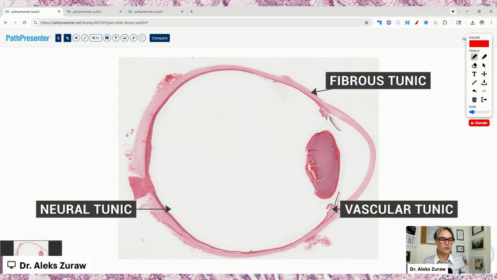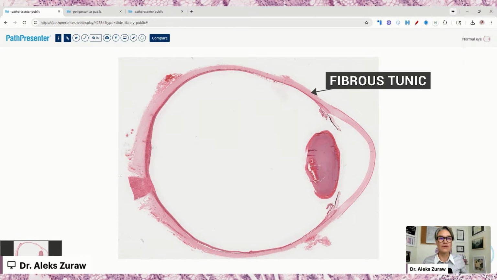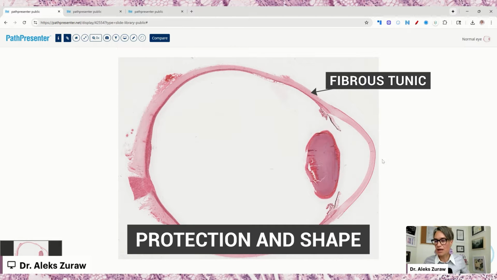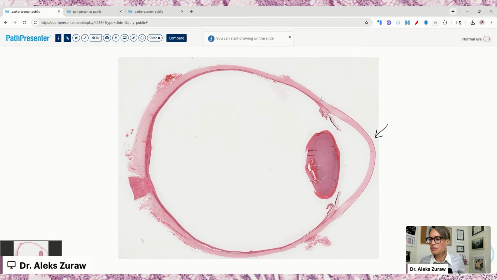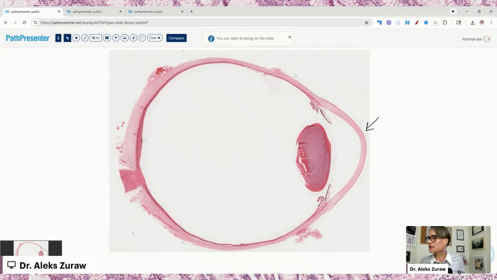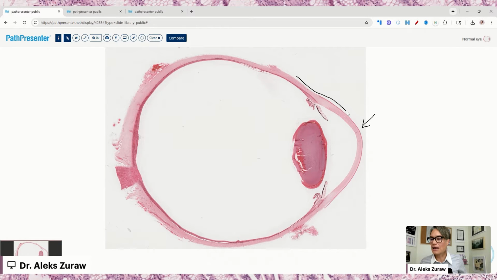The key role of the fibrous tunic is going to be protection and also giving the eye its round shape. Here we have a little bit of an angle. This is going to be the fibrous tunic role.